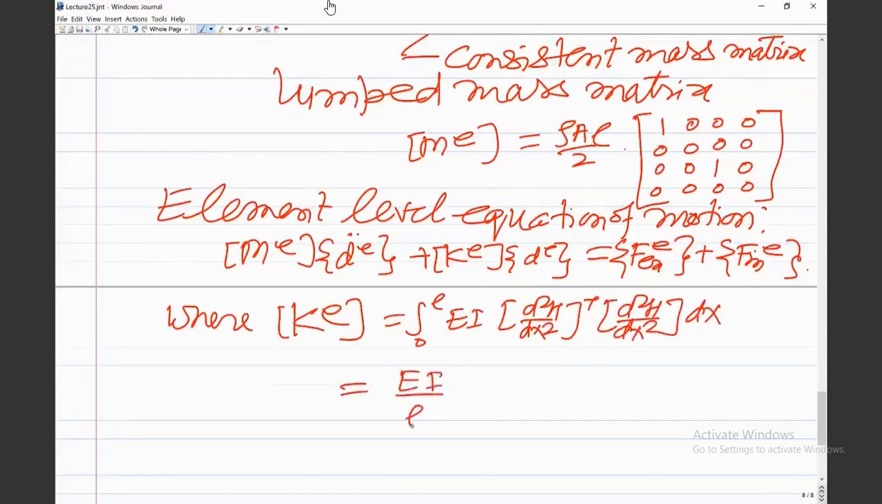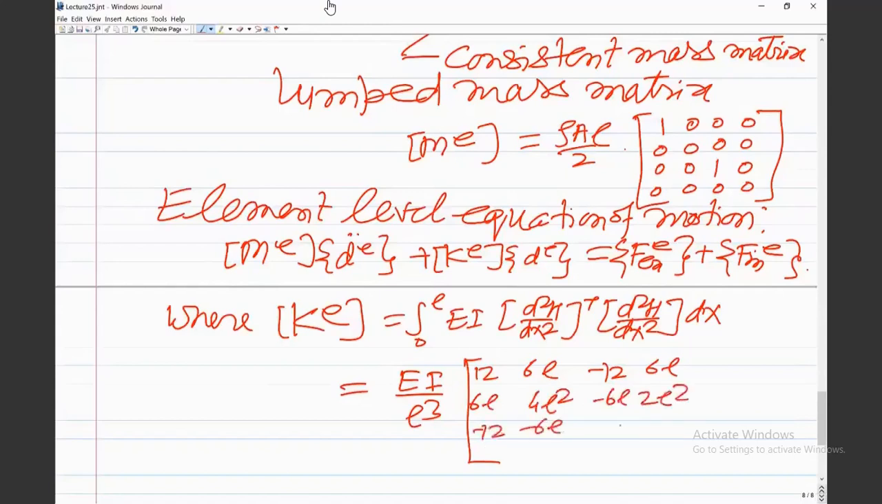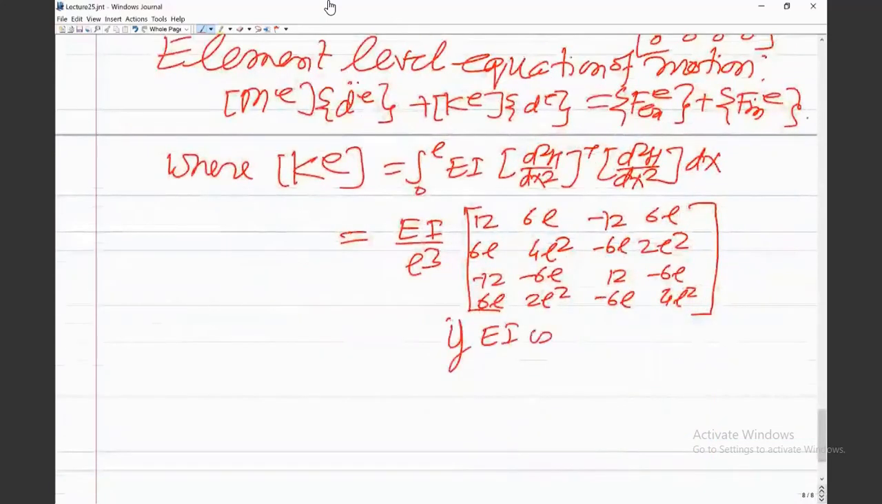So if EI is constant throughout the element, then we can write this as EI by L cube, and then the stiffness matrix is 12, 6L, minus 12, 6L, and then 6L, 4L square, minus 6L, 2L square, and then minus 12, minus 6L, 12, minus 6L, and then 6L, 2L square, minus 6L and 4L square. So this is if EI is constant within the element.